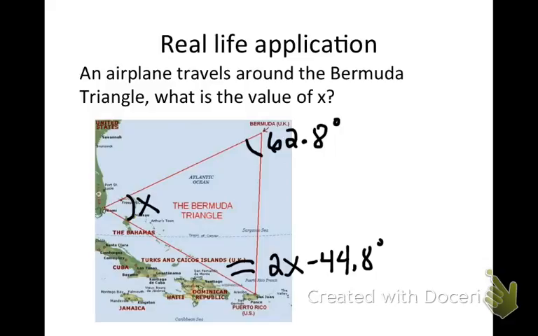So these are interior angles, and as you recall, the sum of the interior angles must equal 180 degrees. I'm going to start over here in Florida and call that angle A. Bermuda, angle B. Puerto Rico, angle C. So I know that angle A, which is x, plus angle B, which is 62.8, plus angle C. Oh goodness, and that doesn't fit, does it? So let's start over here. I know that x plus 62.8 plus, oh, and that doesn't fit either.